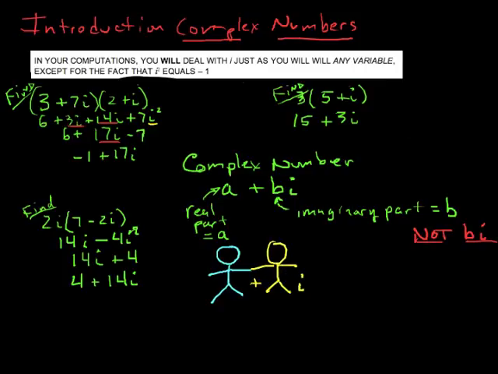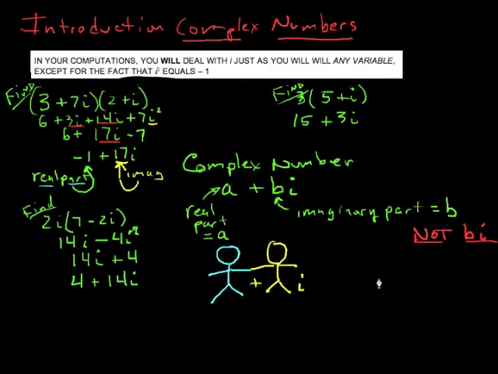So, for example, the real part is right there, -1. And the imaginary part, I should probably do that in underline in blue. The imaginary part for this is positive 17.